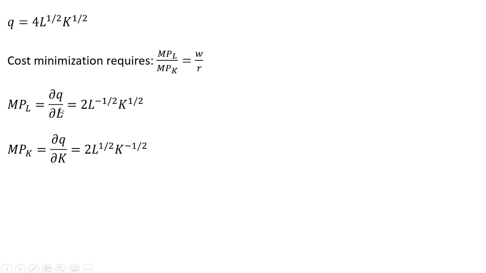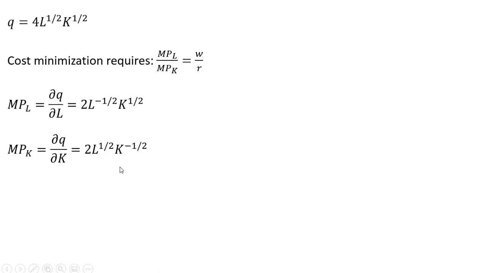We're going to get the marginal product of labor and marginal product of capital. Taking the partial derivative of the production function with respect to labor, the exponent on labor, this 1/2, comes down in front, so 4 times 1/2 leaves us this 2. We're going to subtract 1 from this exponent on labor, leaving us with 1/2 minus 1, or L raised to the minus 1/2 power, and we don't do anything with the K term.